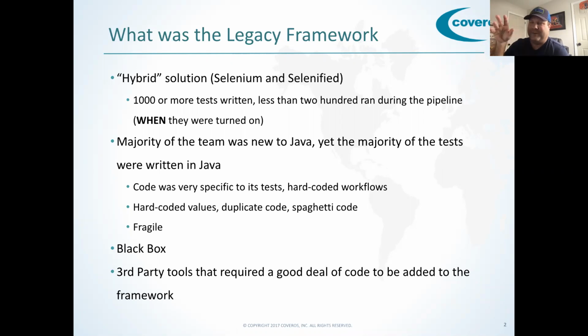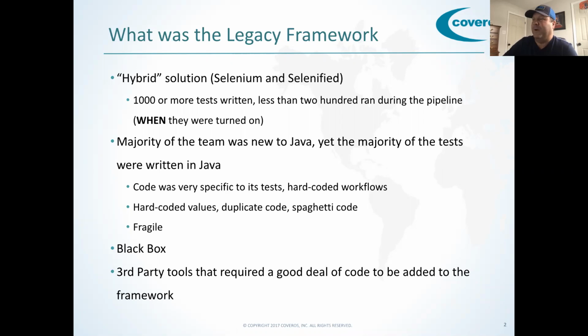One of the things I wanted to say is a lot of Coveros folks were the ones that built the legacy framework, so I don't want to be too negative on it. But at the time of my joining, there were over 1,000, almost close to 1,500 tests written in the legacy framework. Less than 200 were running during a pipeline. And that was when they turned it on, because for a long time, because of the fragility of the tests, they didn't think they were useful and they turned them off.